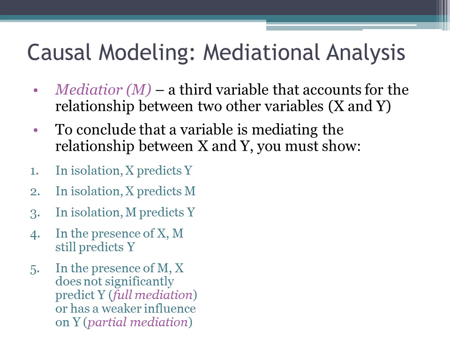When adding m results in x no longer being a significant predictor of y, it's called full mediation. If adding m only weakens but does not eliminate the influence of x, it's called partial mediation.